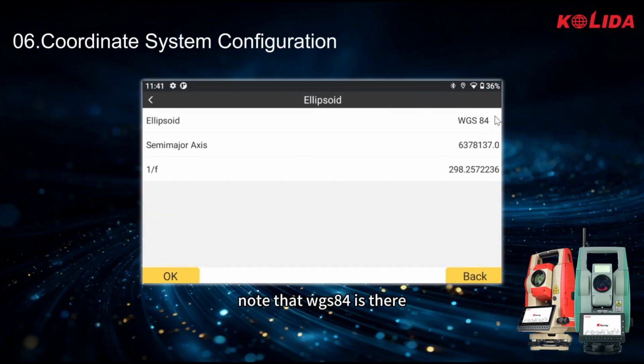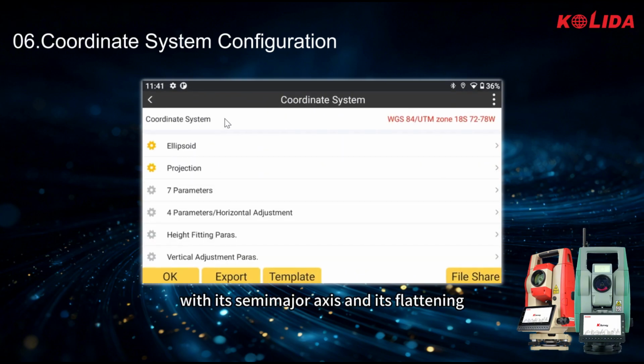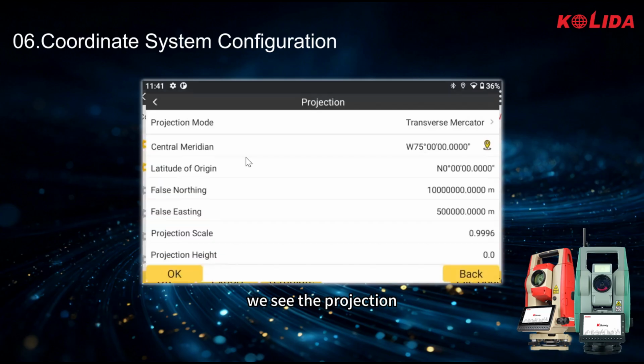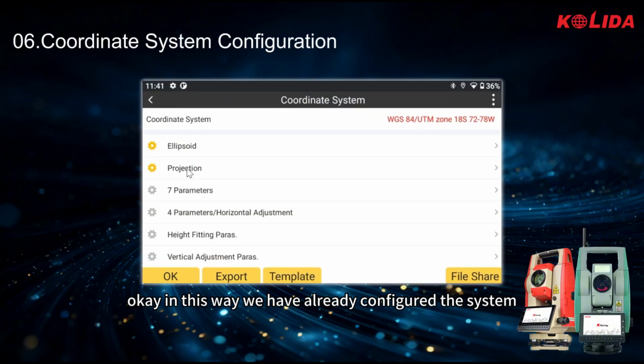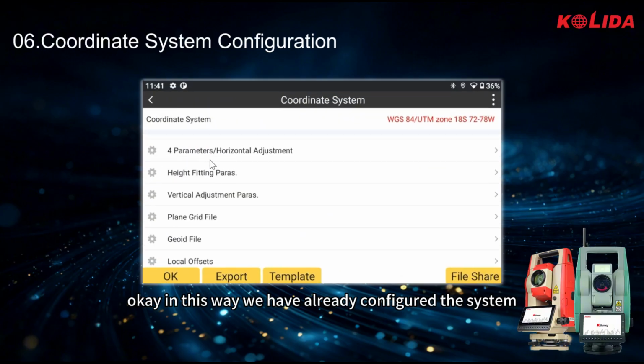Note that WGS84 is there, with its semi-major axis and its flattening. We see the projection. That is a defined transverse Mercator, so it would be a UTM, with the central meridian at -75. False northing is 10 million meters. False easting 500,000 meters. Projection scale is 0.9996. Okay, in this way we have already configured the system.